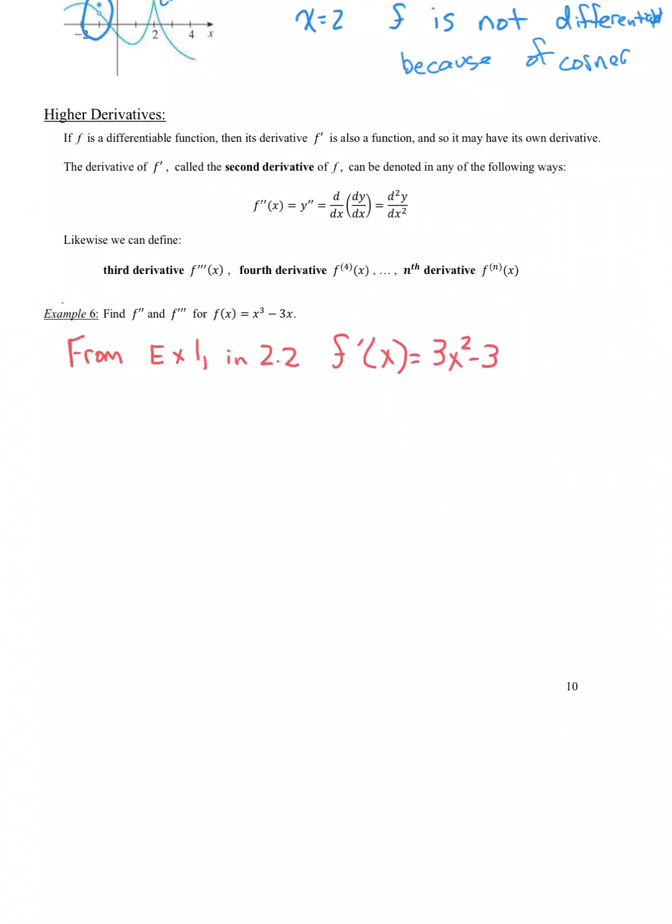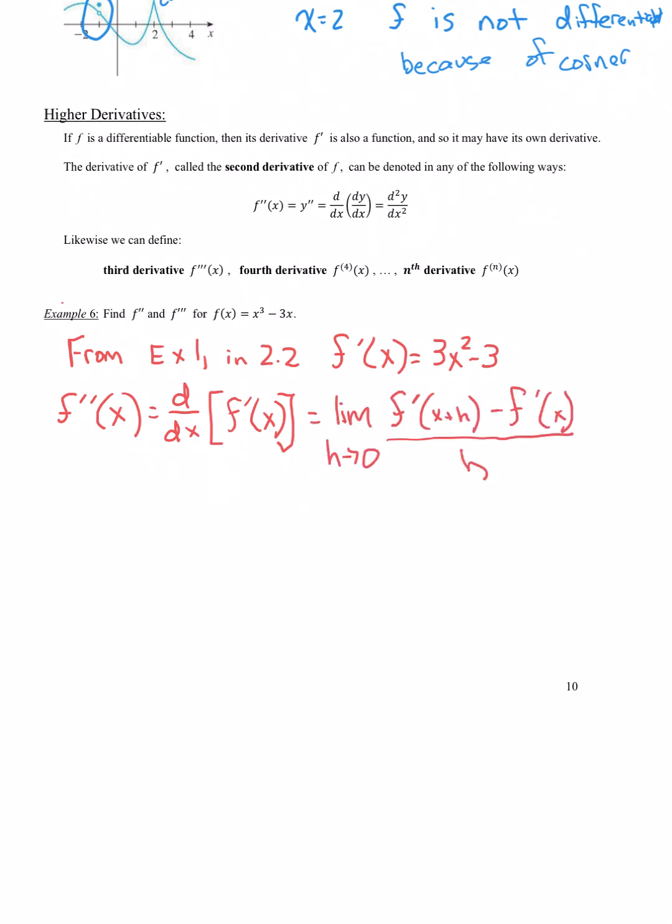If we go back to example 1 in 2.2, we already found the first derivative for this equation. If we are asked to find the second derivative, all we have to do is take the derivative of the first derivative. So I'm going to go ahead and pause the video, and I'm going to write down the definition of our derivative again. There we go. That is our definition. Go ahead and pause the video if you need to. Now I'm going to substitute from above. And so we'll have that.